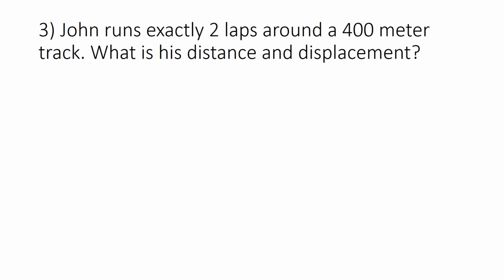John runs exactly 2 laps around a 400-meter track. So you have a track, and that track is 400 meters. I guess that's pretty standard. That'll be important later. And he runs 2 laps around it, so he goes around it once and he goes around it twice. So what's his total distance? His total distance is 800 kilometers.